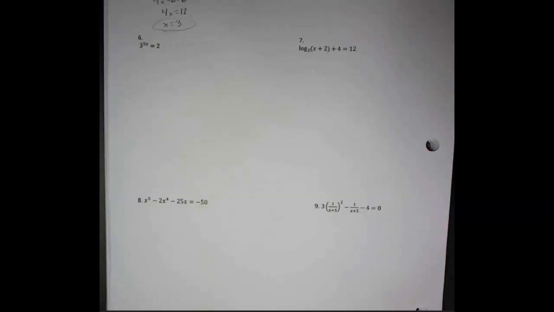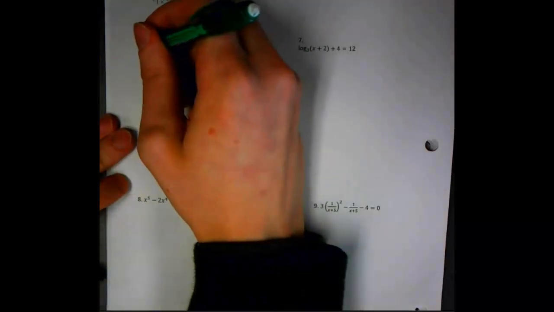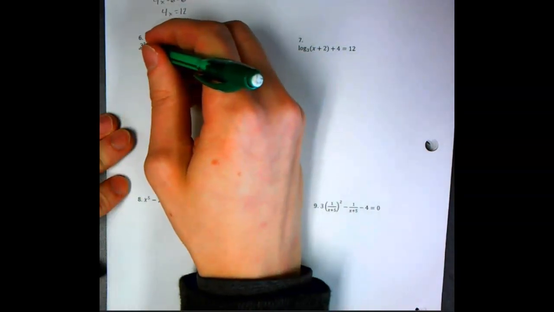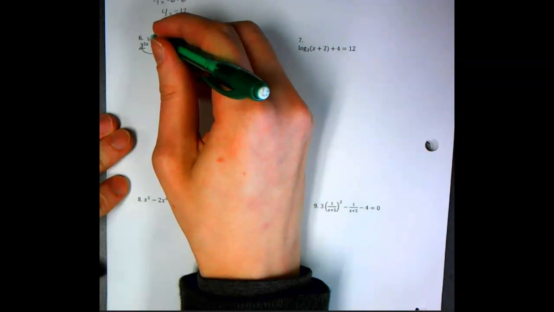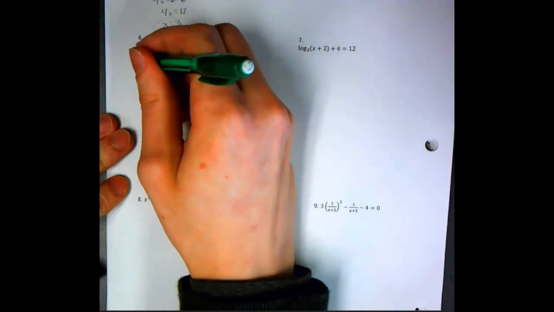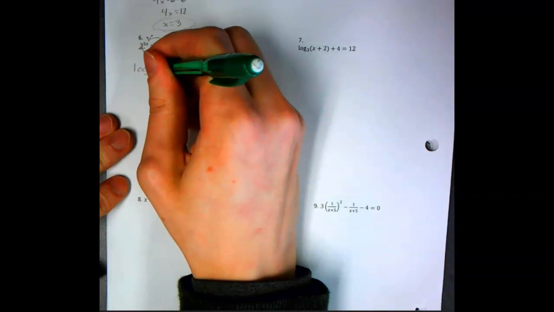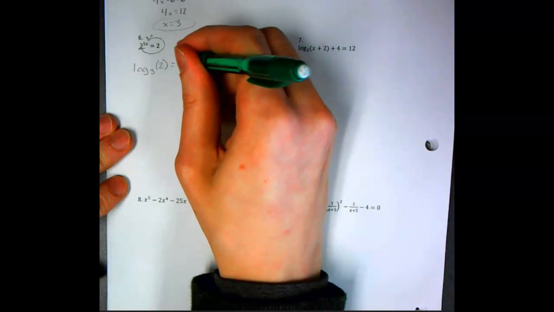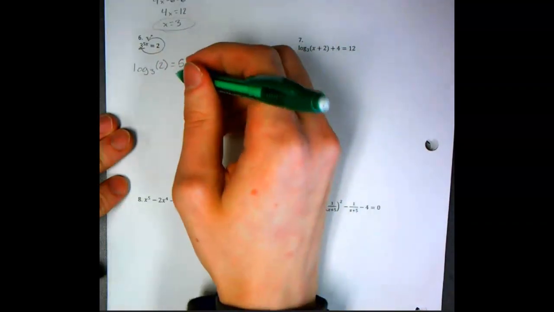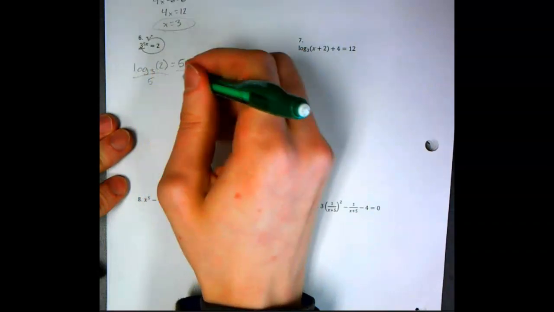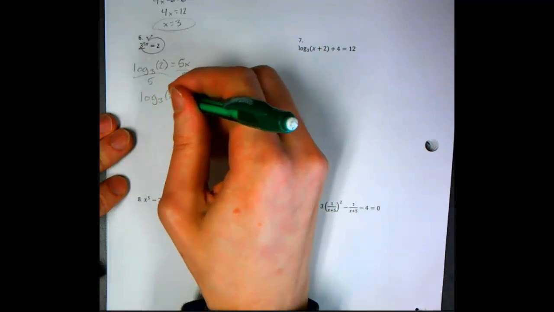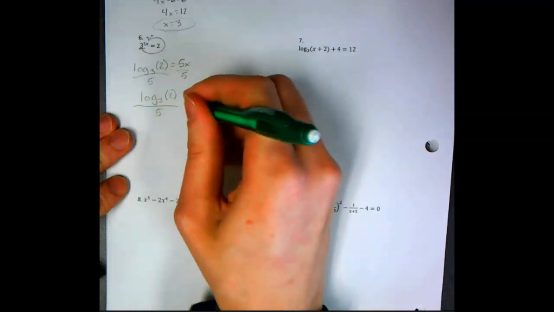So tonight we're working on problems 6 through 9. This first one is an exponential. We have two different bases that cannot go into each other, so we'll use that Snell method. And we'll have log base 3 to the 2 equals 5x. We'll divide both sides by 5, and we'll have log base 3 2 over 5 equals x.